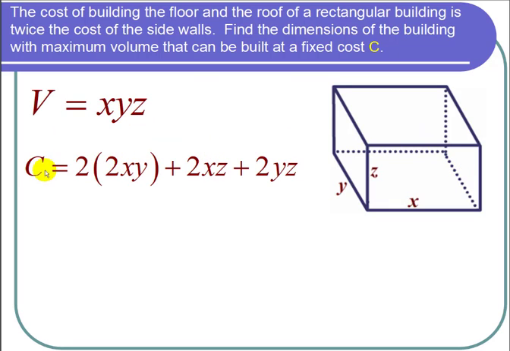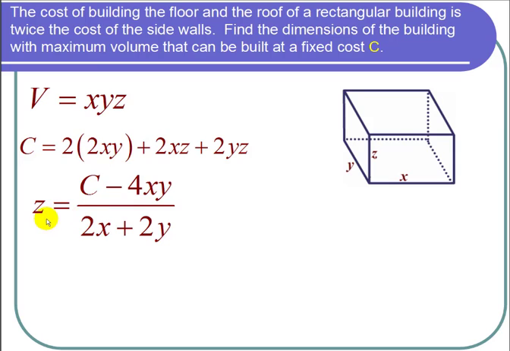So I can say that the cost, C, is twice 2xy, because the xy, that's the floor and the ceiling, those are twice the cost of the other side, so I put the 2 in front. Then I have the front and back, 2xz, and the left and right, 2yz. So now let's solve for z. I can subtract 4xy and divide by 2x plus 2y. And I get that z is equal to C minus 4xy over 2x plus 2y.